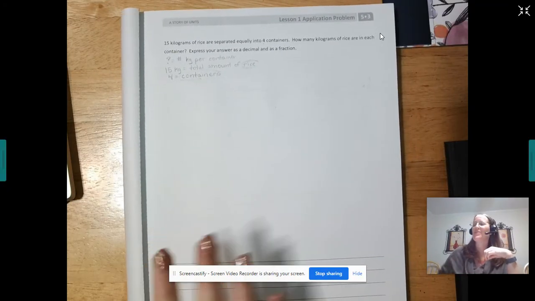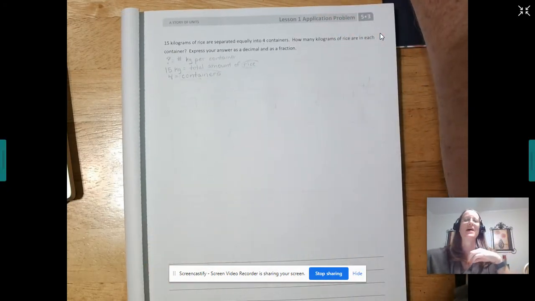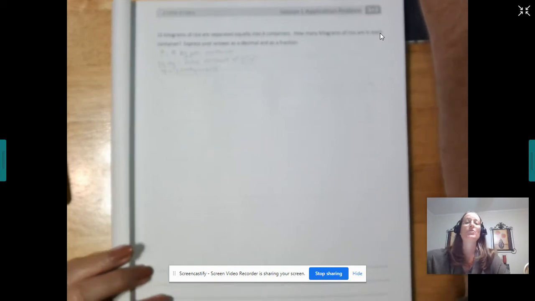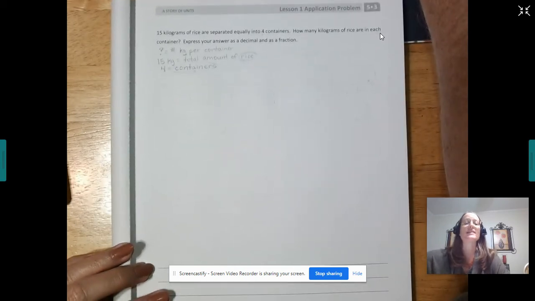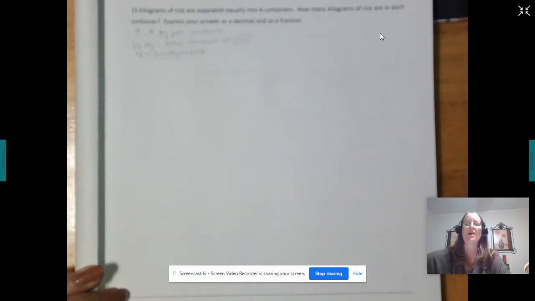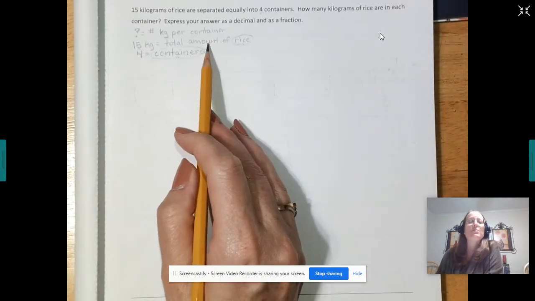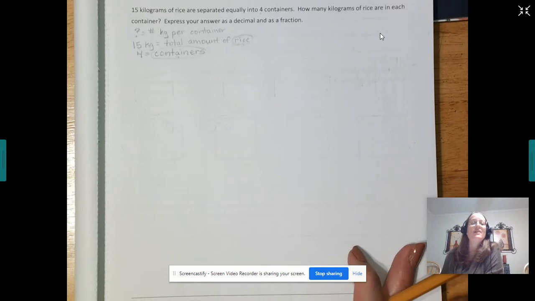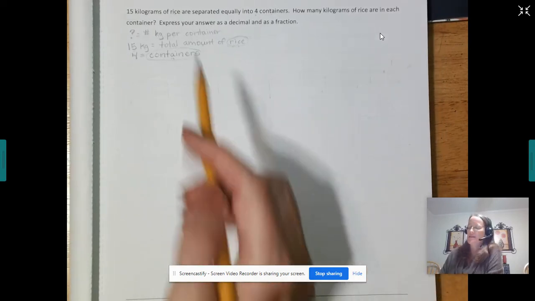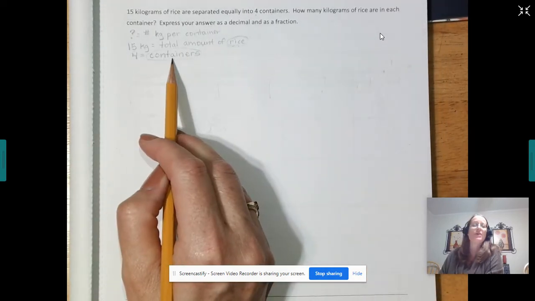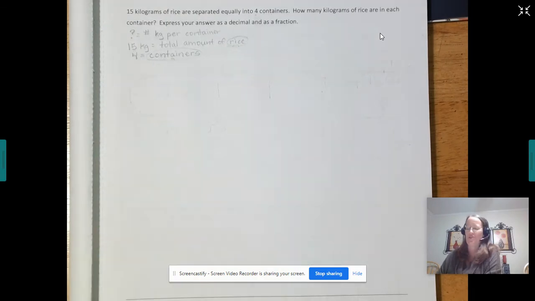Hopefully as you looked through and worked through the application problem, you figured out that the question was asking for the number of kilograms per container of rice. You also figured out that 15 kilograms is the total amount of rice that you have, and 4 is the number of containers that you are evenly dividing the rice into.